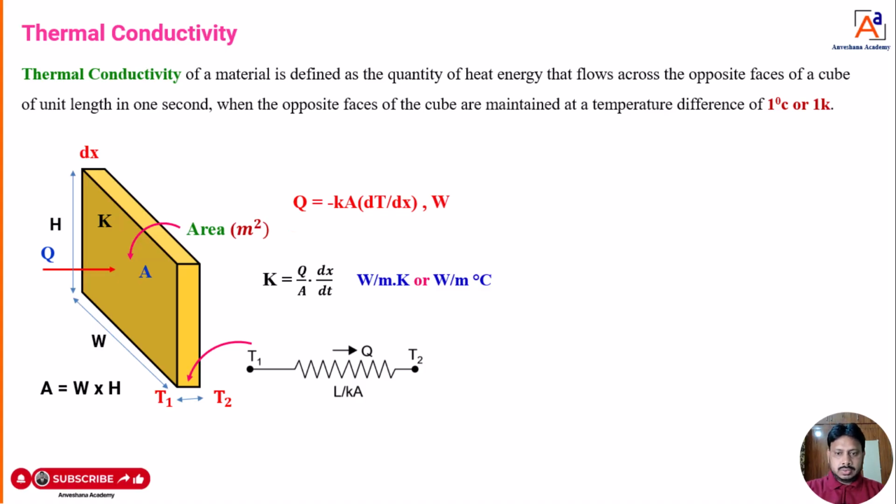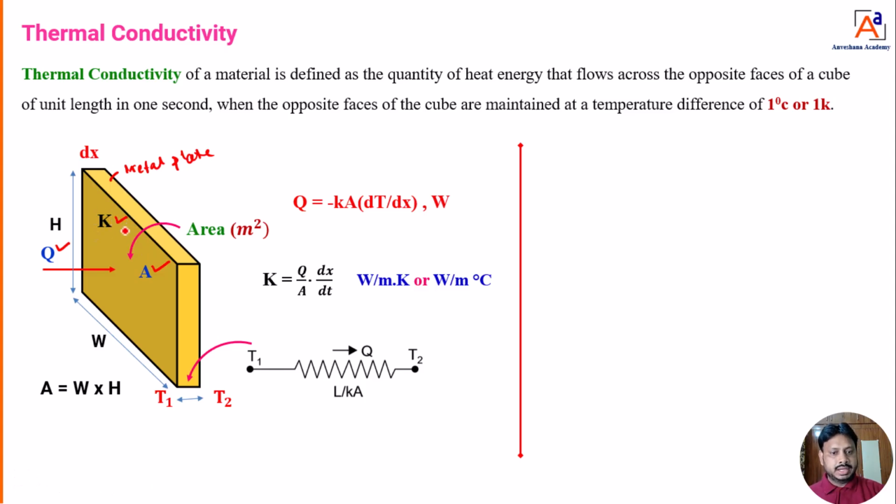Dear students, to understand that, I will take a metal plate here. Okay, so that is a metal plate. Then I will pass the heat at this face. Then the heat is going to pass across the metal plate. That means heat is going to cross the metal plate. So the amount of heat supplied I will mark here as Q. Then the area of the metal plate I will mark as A. Then thermal conductivity of the material I will mark as K, dear students.